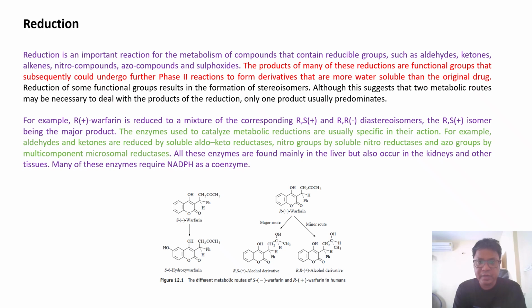The enzymes used to catalyze metabolic reactions are usually specific in their actions. For example, aldehydes and ketones are reduced by soluble aldo-keto reductase, nitro groups by soluble nitro reductase, and azo groups by multi-component microsomal reductase. All these enzymes are found mainly in the liver, but also occur in the kidney and other tissues. Many of these enzymes require NADPH as the coenzyme.